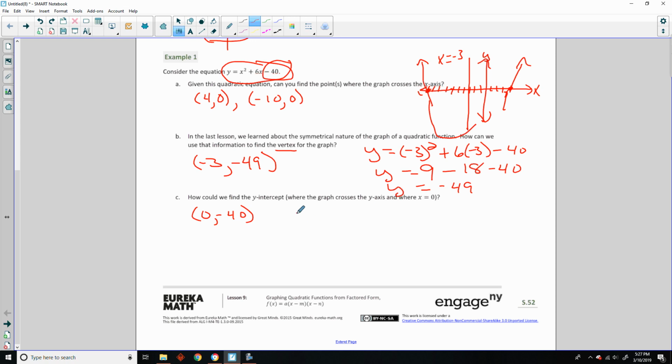And to prove that, we would say when we're on the y-axis, x is 0. So we would say y equals 0 squared plus 6 times 0 minus 40. And obviously that would be 0 plus 0 minus 40, or negative 40.